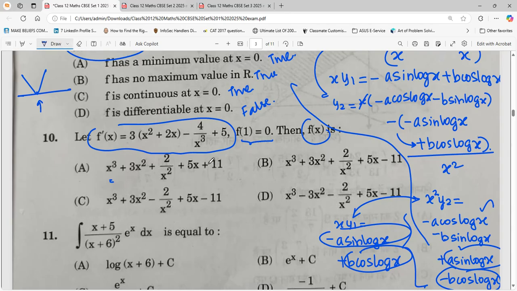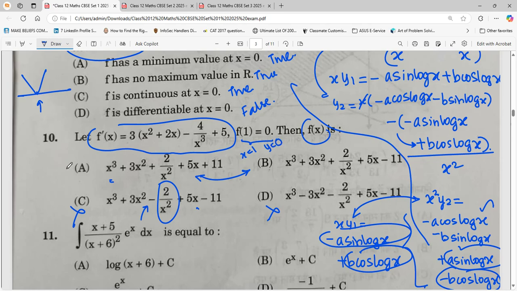Okay. Minus 4 by x cube. Okay, so 2 by x square, it becomes minus 4 by x cube. Okay, that's correct. So option C fails here, because if you differentiate this term, it becomes plus 4 by x cube. So option C fails. Option A and B now. So what we have to do is, we have to check whether x equal to 1 is y equal to 0. Okay. So if x is equal to 1, is it y equal to 0?